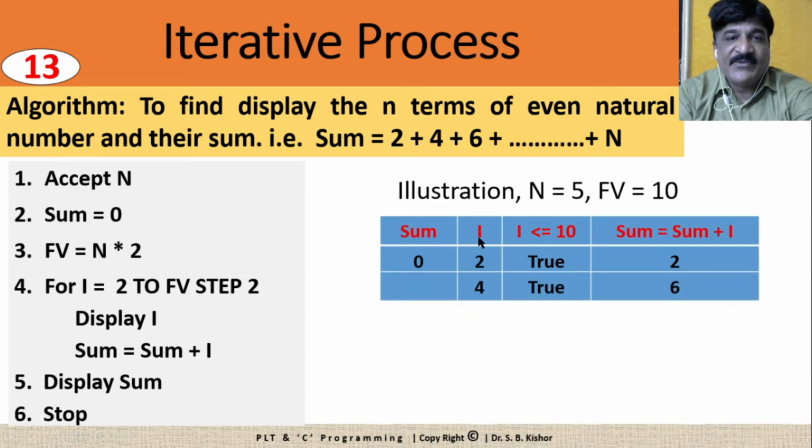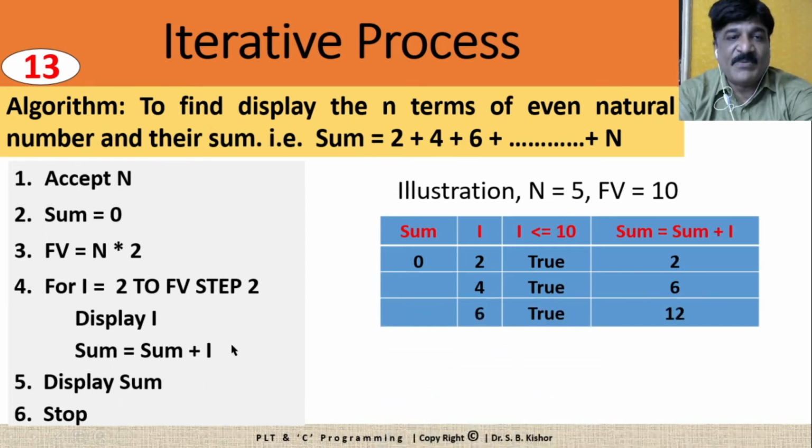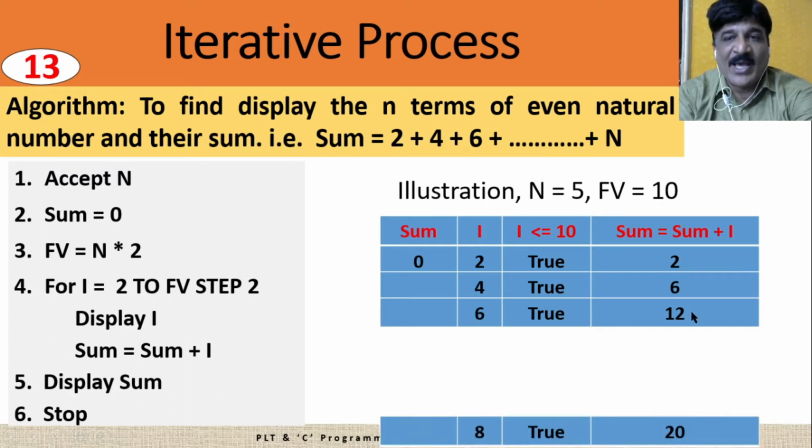2. Then the value of I will become 4, because the step value is 2. So 4 is less than 10. Yes, the condition is true. So the previous sum, that is 2 plus 4, becomes 6. Then the value of I will become 6. 6 is less than 10. Yes, the condition is true. So previous sum plus the current value of I, that is 6. So 6 plus 6 is 12.